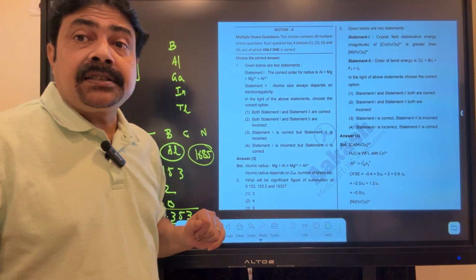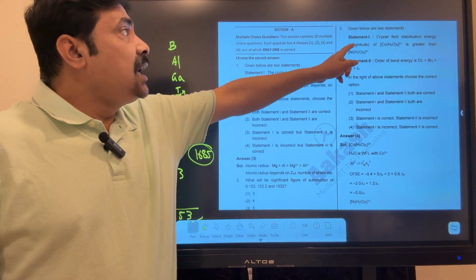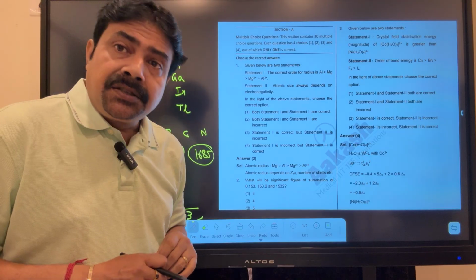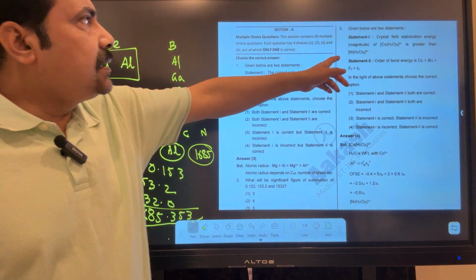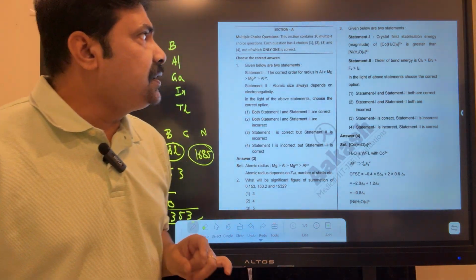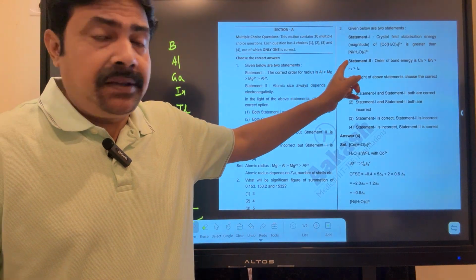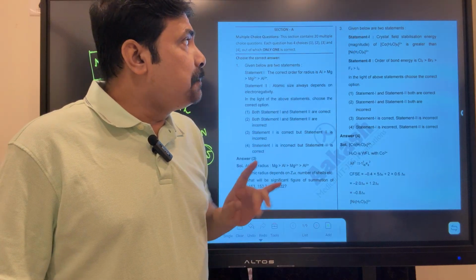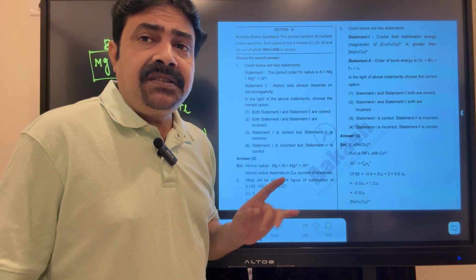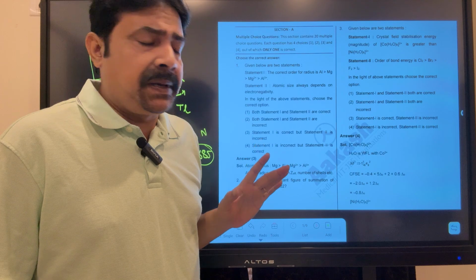Let us go to the next question, which is coming from crystal field stabilization energy from coordination compounds. Now here statement 1 is telling crystal field stabilization energy, magnitude wise, cobalt with water, and cobalt is in +2 state and nickel also is in +2 state, octahedral complex.